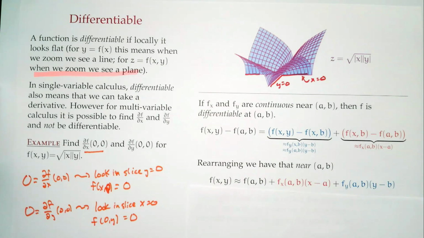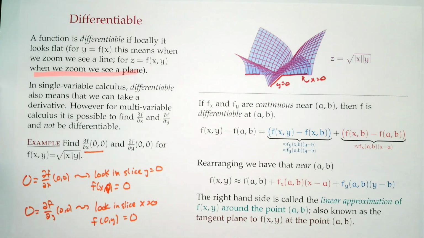Near the point (a, b), we get the following: f(x, y) is approximately the value of the function f at (a, b), plus how much the function changes with respect to x at the point (a, b) times (x minus a), plus how much the function changes with respect to y at (a, b) times (y minus b).